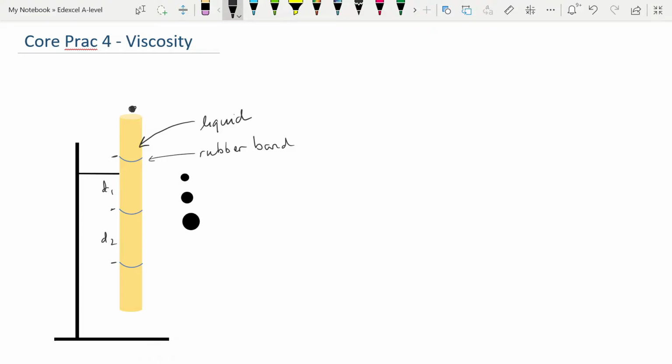Now, before you begin doing this, there are a lot of measurements that you have to take in order that you can find the viscosity at the end, and I'll go through the equation that you need to use to do that. So first of all, we need the mass of the sphere, because we are going to end up calculating its volume and therefore its density. So we need the diameter of the sphere.